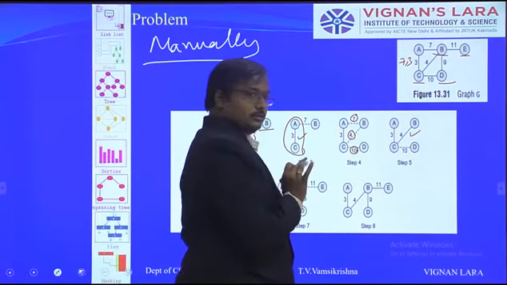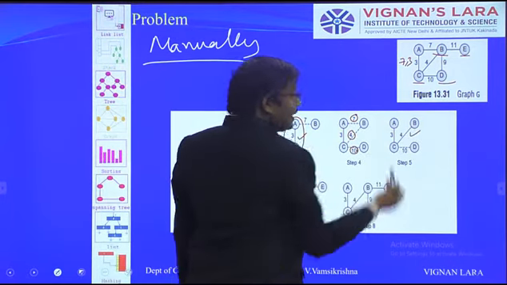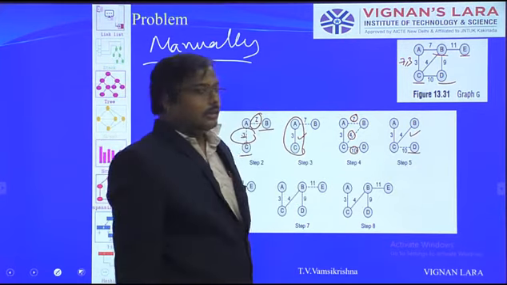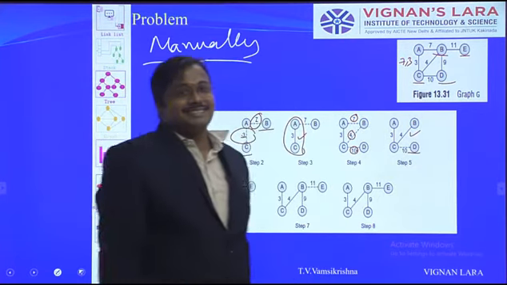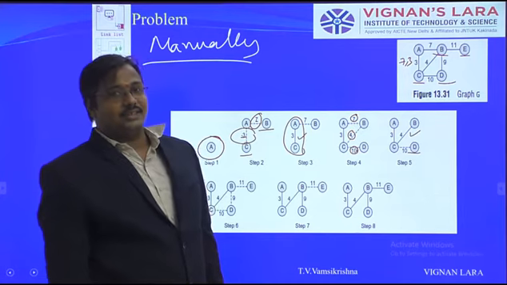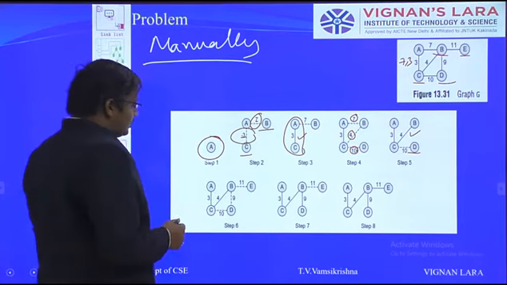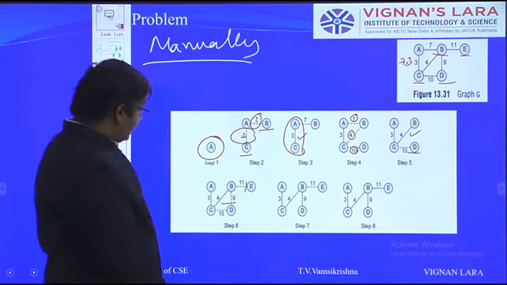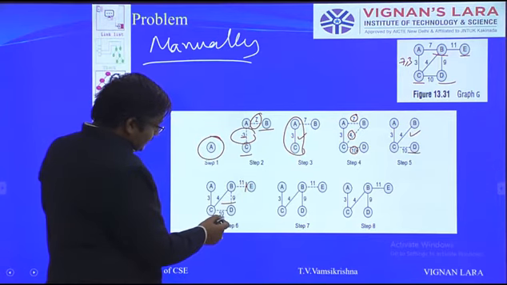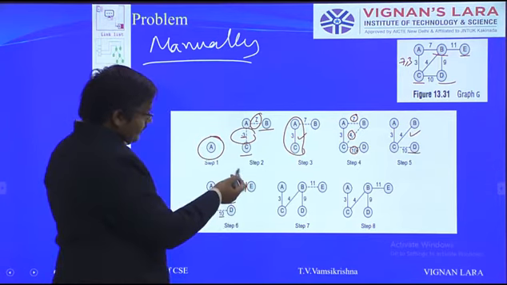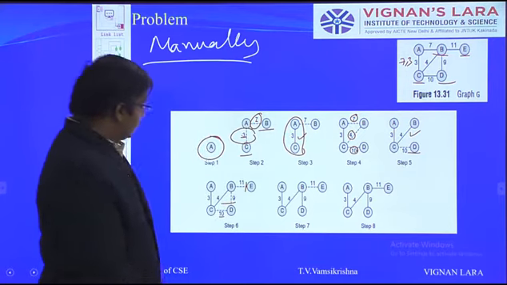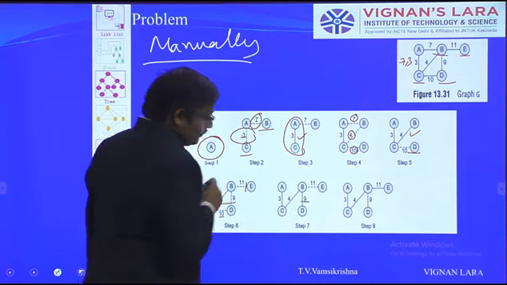B and D. After that, B becomes a tree vertex, D is a fringe vertex, E is an unseen vertex. Repeat, do the same thing. Again, this is one fringe vertex, this is one fringe vertex. So what are the distances here? 10, 9, 11. What is the minimum distance? 9. So we are selecting 9.